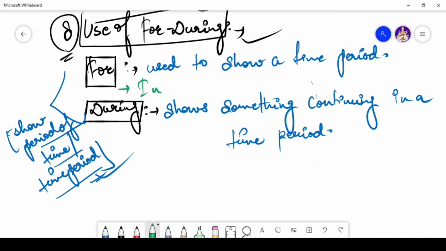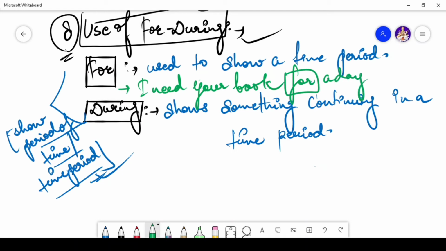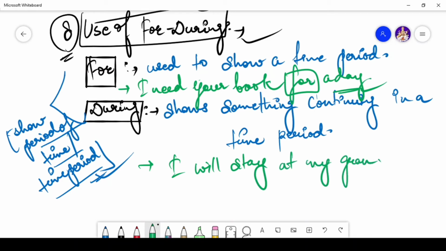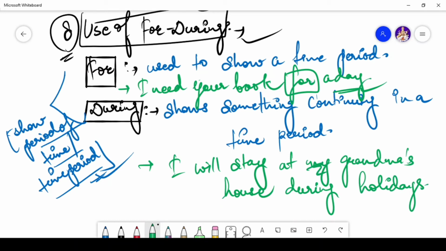Like for can be that if I say that I need your book for a day. Here it shows a definite time period, that is for a day, ek din ke liye. During is when it shows something continuing in a time period, like if I say that I will stay at my grandma's house during holidays. Or during my holidays. I will stay at grandma's house during my holidays.